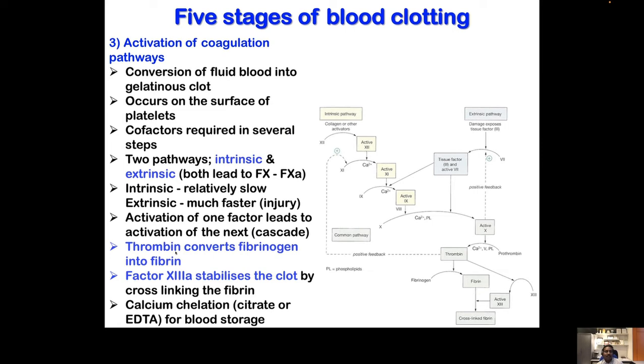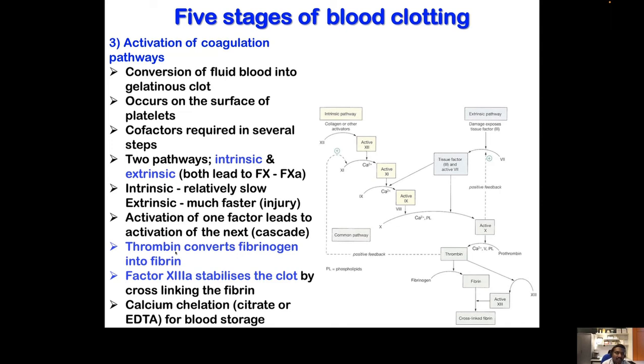OK, so next is activation of the coagulation cascade. The third stage of blood clotting is activation of the coagulation cascade. The coagulation cascade is really important to make the stable clot. So even though platelets are making temporary clots, it has to be stabilized. If it is not stable, it will not stay there for a long time. If it is not staying there a long time, the bleeding will start.